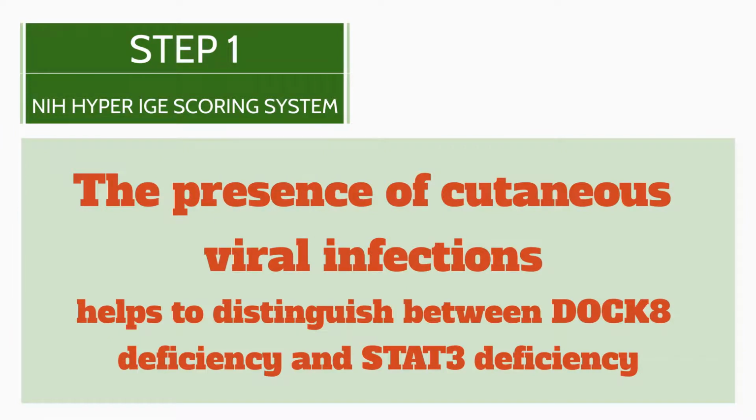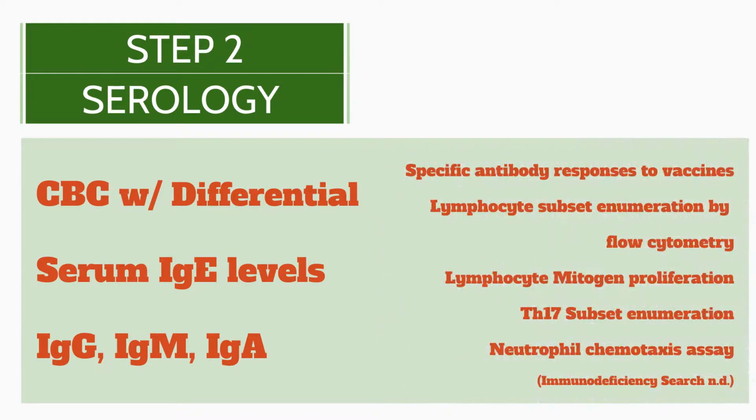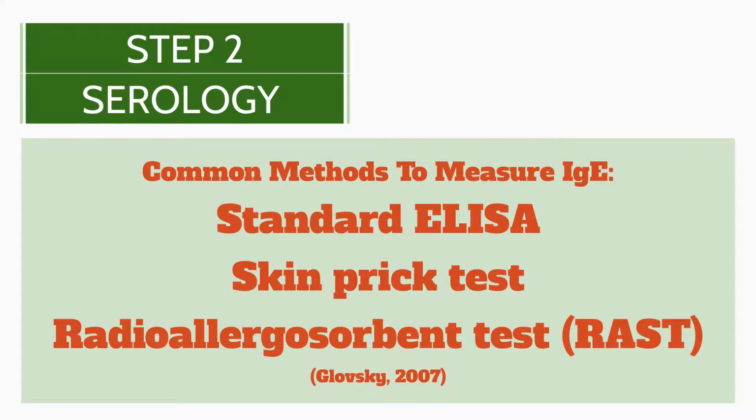Secondly, the diagnosis is then further supported by taking a patient's CBC with differential and serum IgE levels, amongst other tests mentioned below. Current methods to measure IgE include assaying serum IgE levels by standard ELISA or by assessing the intensity of the allergic reaction via skin prick test or a radioallergosorbent test, which is also known as RAST.